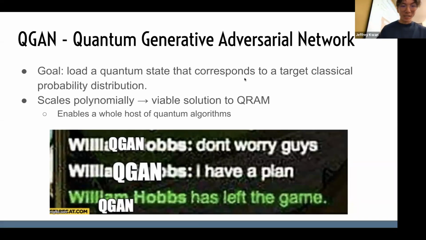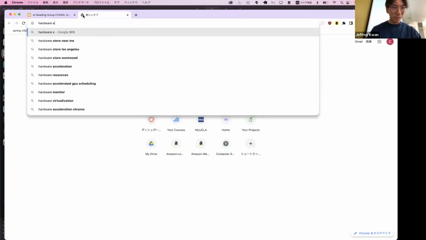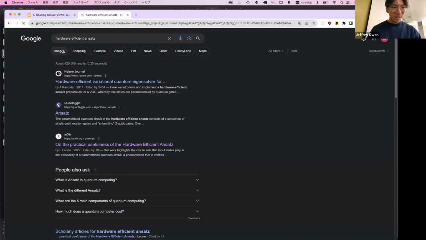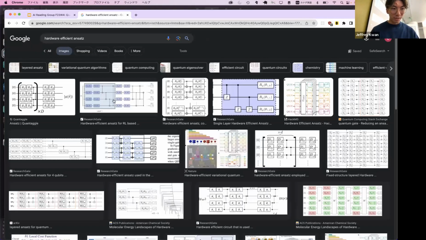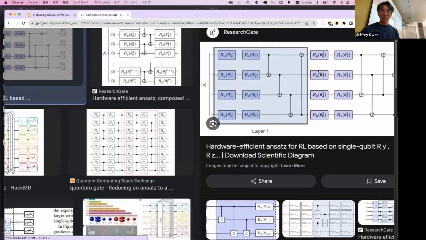We can look at those. It's kind of hard to look at, but there's something called a hardware efficient ansatz. It looks like that. You can try to understand it, but essentially the idea is that you have these rotation gates here, then some sort of entangling going on, and then more rotation. And then you just repeat it.